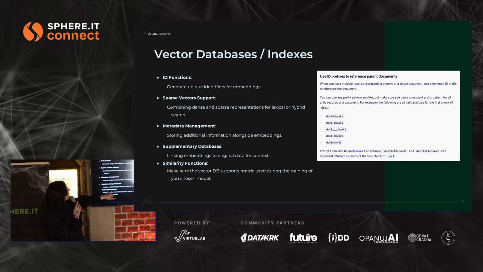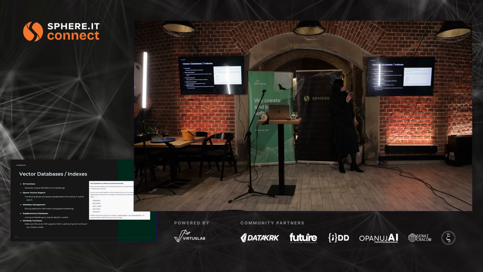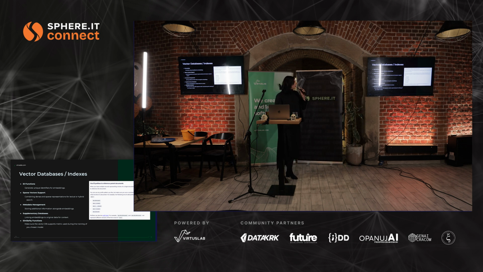And also pay attention to similarity functions that VectorDB supports. So each of the embedding models is trained using specific similarity function. So you need to make sure that the vector database that you're using supports the same similarity function. Usually it's cosine, and every database supports cosine. But if you use some niche model that uses a different function, that might be problematic.